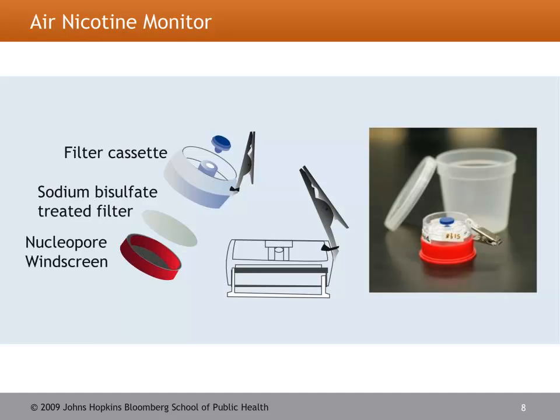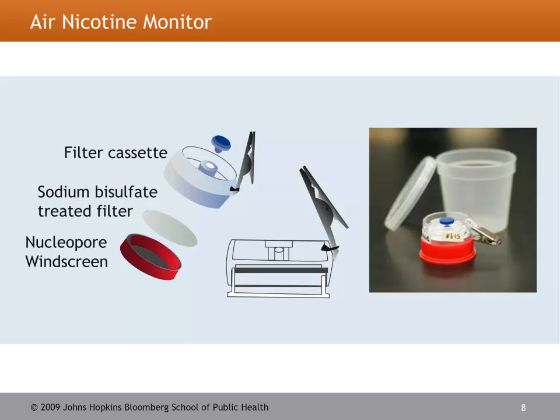So at this point, you may be asking yourself exactly how do you measure air nicotine? In the slide, we see what an air nicotine monitor actually looks like. We have the diagram as well as a picture. In the diagram, you see that the air nicotine monitor itself is actually comprised of 3 different components. You have the filter cassette, you have the sodium bisulfate treated filter, as well as the windscreen.